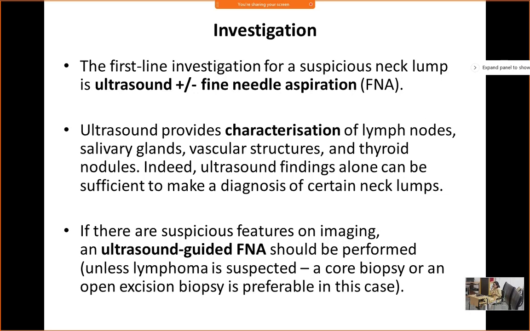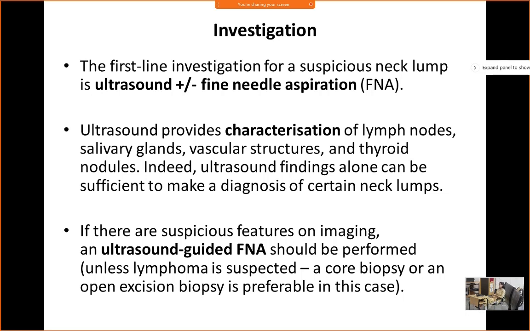Now, how will you investigate a patient who comes to you with a neck swelling? The first line of investigation of any suspicious neck lump is ultrasound. First is your ultrasonography, because ultrasound will first tell you whether it is a vascular, a solid, or a cystic swelling. If it is a vascular swelling, then you omit the requirement of a fine needle aspiration. Whereas if it is a cystic or a solid swelling, you can go ahead along with the ultrasonography with a fine needle aspiration. So going for an ultrasonography first is a must.